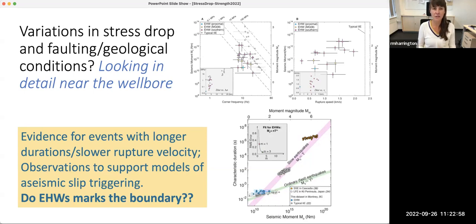density of stations and a good signal to noise ratio, and you're looking in detail, then you should probably also see evidence for some intermediate form of rupture between aseismic and seismic slip, or in other words, slower slipping earthquakes. And so we interpret this as a possible indication that these types of EHW or hybrid looking earthquakes might represent that boundary between aseismic slipping and seismic slipping.